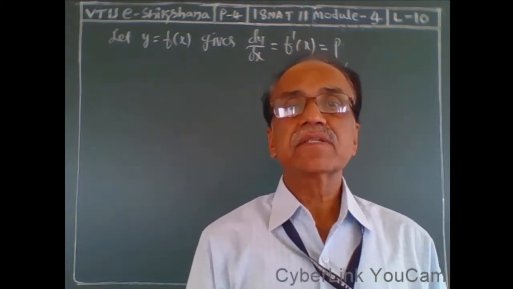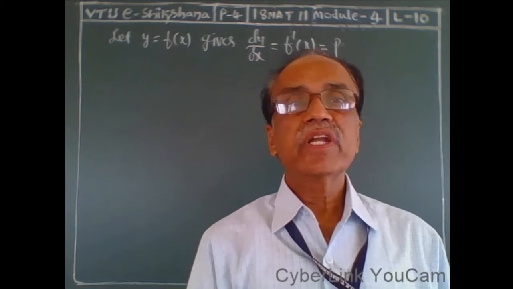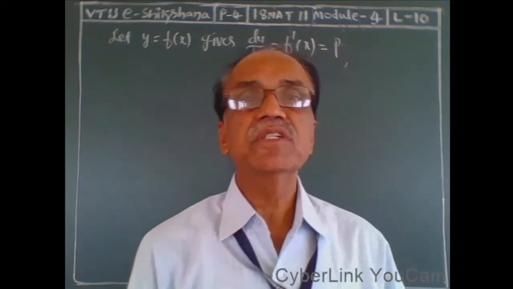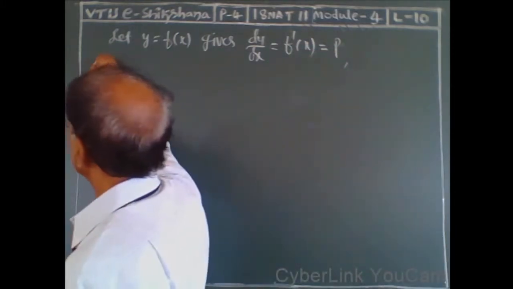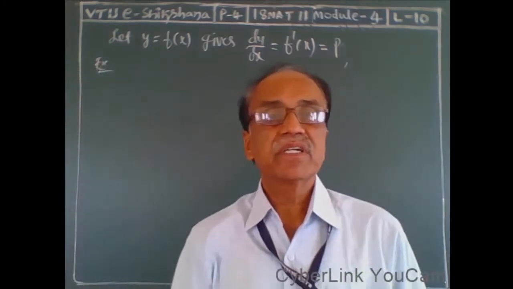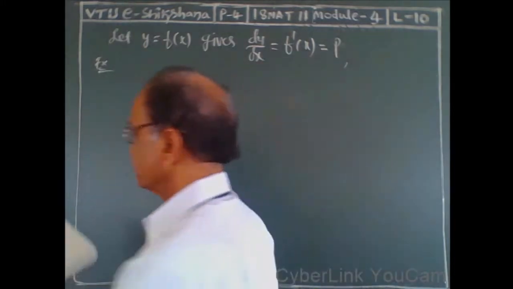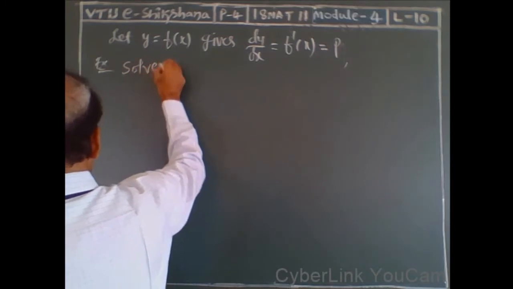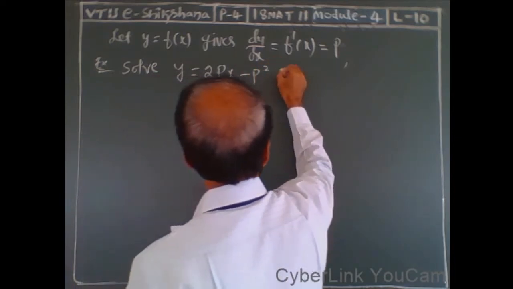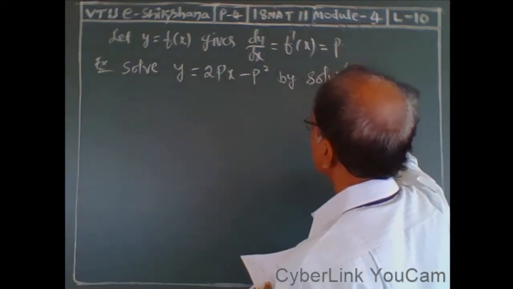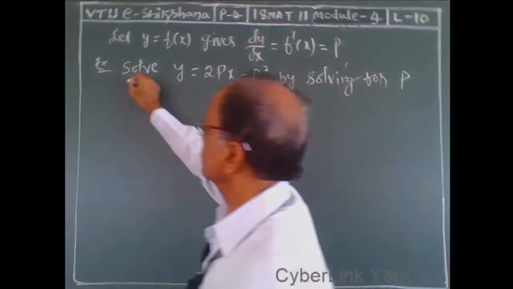By solving for x separately, by solving for y separately, and by solving for P separately, how this value of P can be separated from the given differential equation, let us see with the different examples. Now, the first example, let me take, already you have studied some problems, but different varieties of problems I am just writing. Example number one, solve y is equal to 2px minus p square by solving for p. This is the problem.